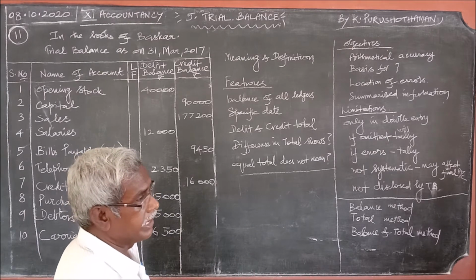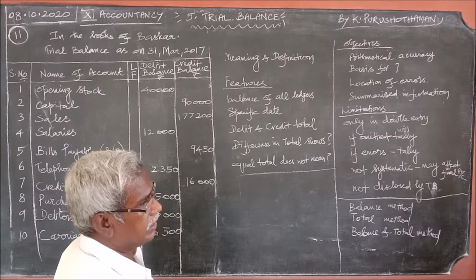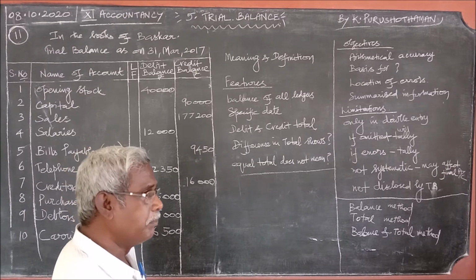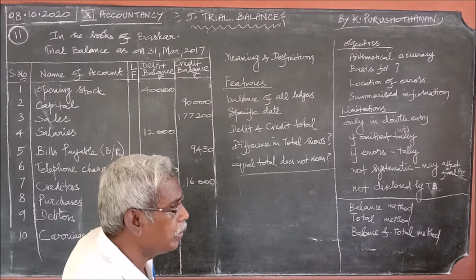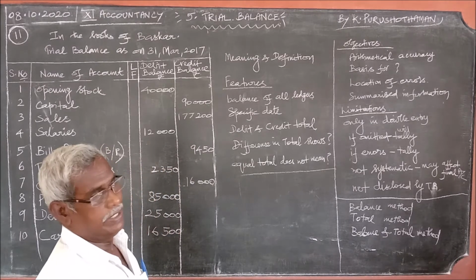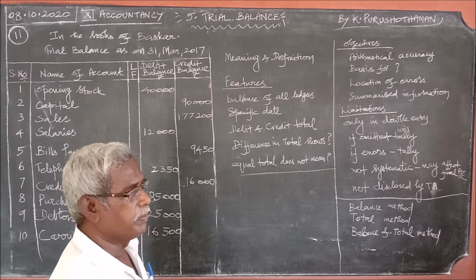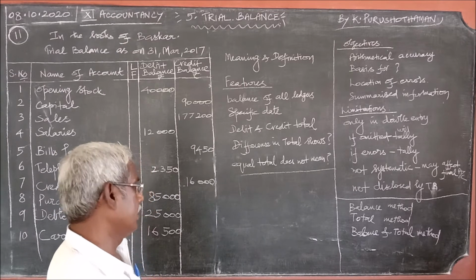What is arithmetically accurate? The accounts prepared are correct according to the numbers, according to the values. And we cannot say so surely that the accounts prepared are 100% correct.